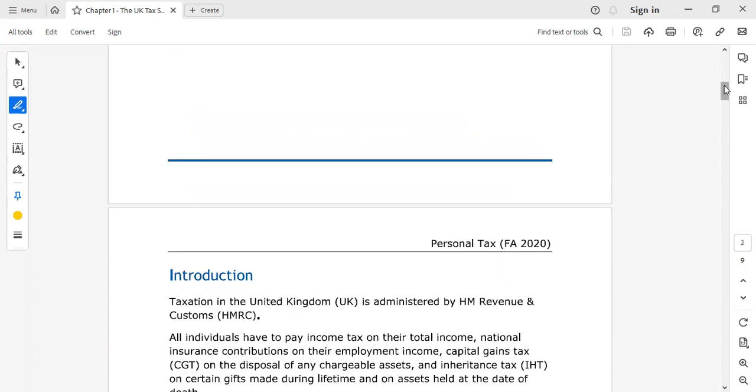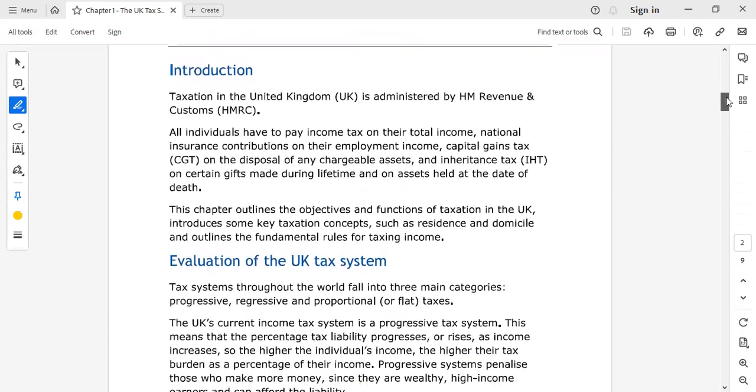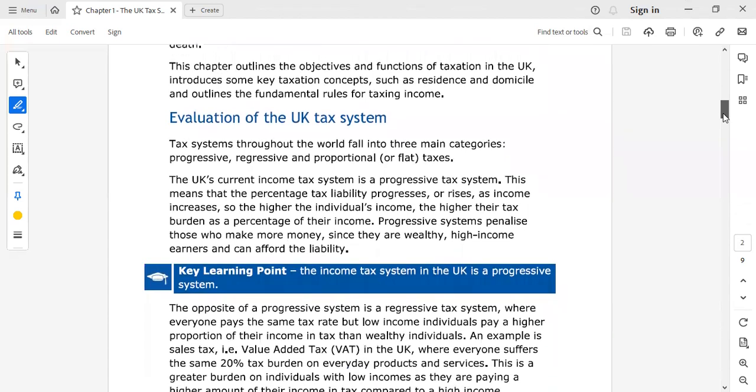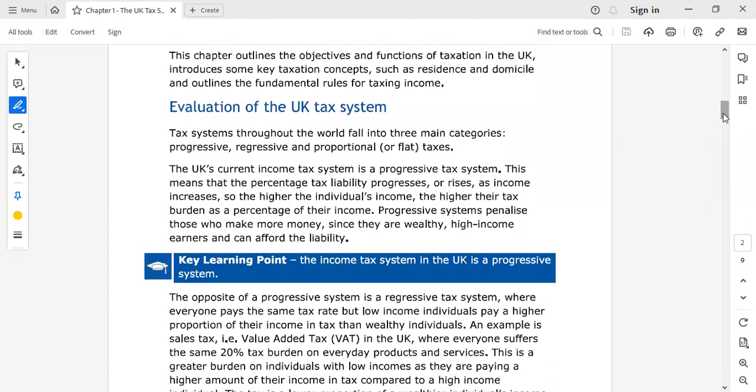Let's start. The first thing: taxation in the UK is administered by HMRC. And in the UK, all individuals have to pay income tax on their total income, and national insurance contribution on employment income. So in the UK, we have three types of tax systems. The first type is called the progressive system. The second one is regressive, and the third one is proportional taxes.